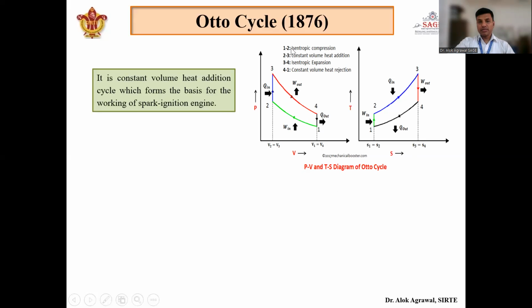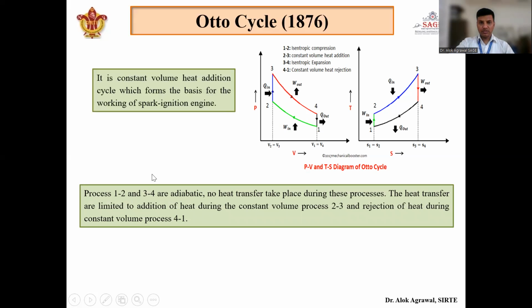So this is the Otto cycle in the PV diagram and TS diagram. In the PV diagram, 1 to 2 is compression, 2 to 3 is constant volume heat addition, and 3 to 4 is expansion. This is the power stroke, the only stroke where we get power output or work output, and 4 to 1 is constant volume heat rejection. Similarly, in the TS diagram, 1 to 2 is isentropic compression, 2 to 3 is again constant volume heat addition, 3 to 4 is isentropic expansion, which is the power stroke where we get work output, and 4 to 1 is again constant volume heat rejection. So this is the PV and TS diagram.